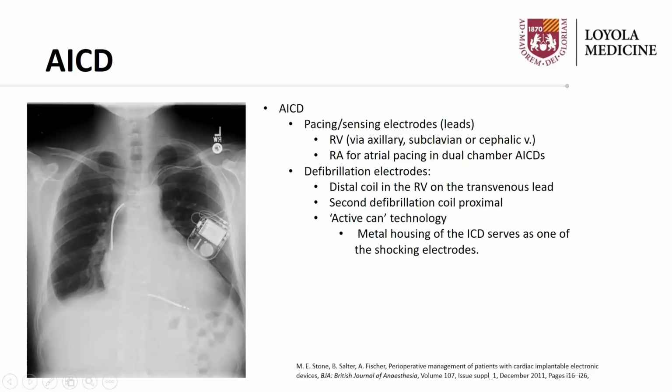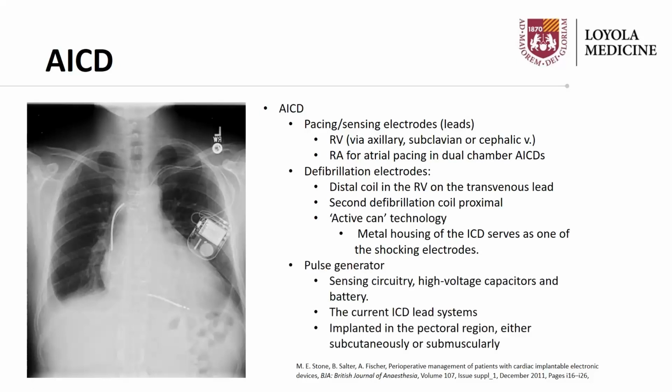And even so, some devices have what's called active can technology, where the metal housing of the ICD itself serves as one of the shocking electrodes, which I thought was pretty neat. The pulse generator contains the sensing circuitry as well as the high voltage capacitors and the battery. And the small size of these generators makes them easily implanted under the skin or under the muscle.